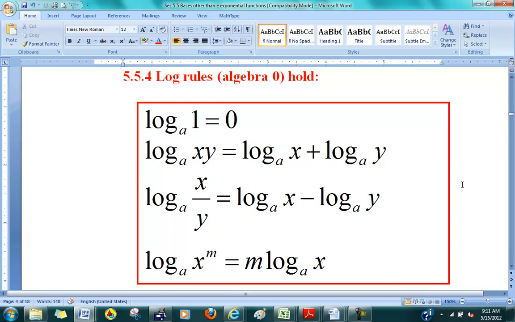Exactly. Okay, so some more rules from Algebra Zero, okay? I don't know if you need to take them down. If you do, do.